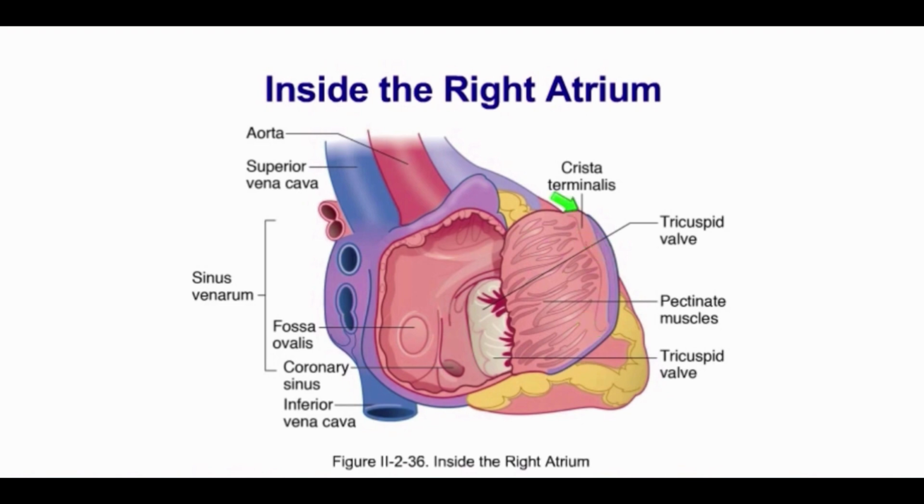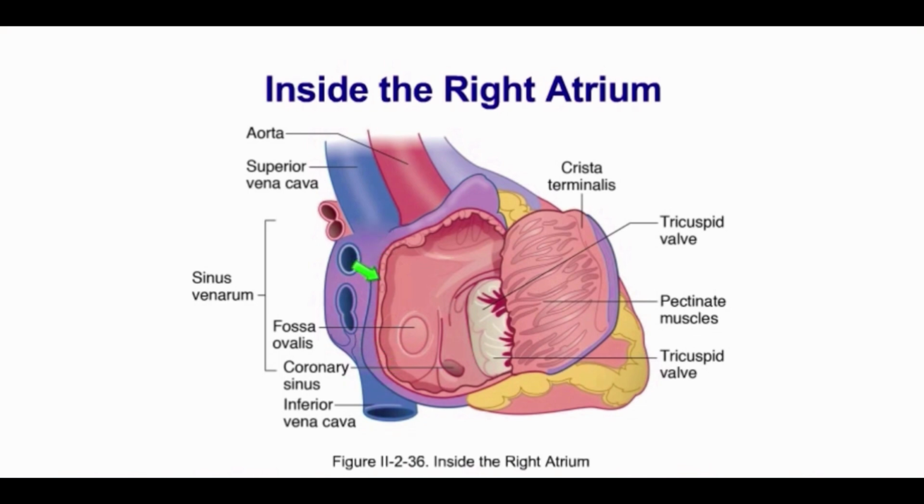There is a distinct ridge that separates those two parts. It's called the crista terminalis. That ridge would correspond to the embryonic junction between the sinus venosus and the primitive atrium. In the adult, that smooth-walled part, because it is derived from the sinus venosus, is called the sinus venarum. It's what used to be the sinus venosus. And since all of the venous return to the heart came into that sinus venosus, we now see that all of the venous return to the heart is entering the sinus venarum.